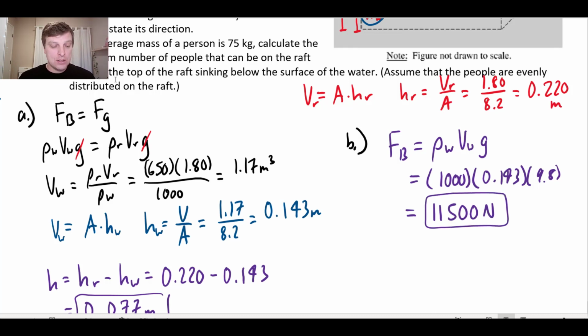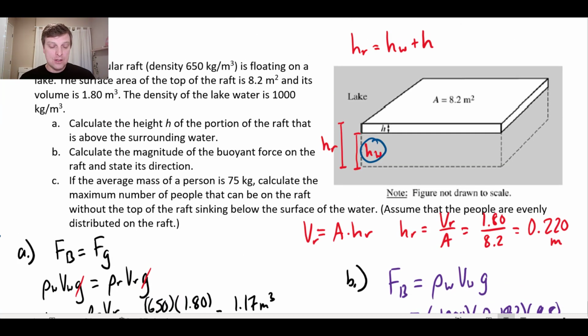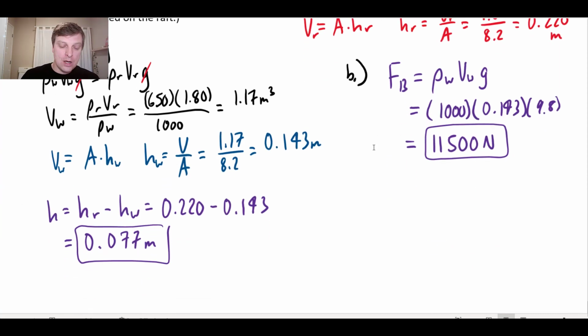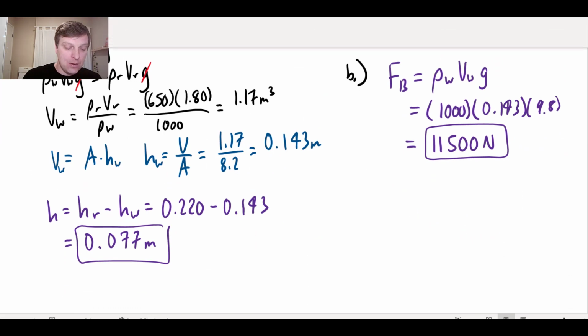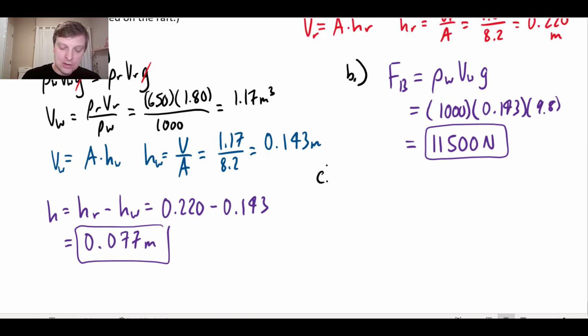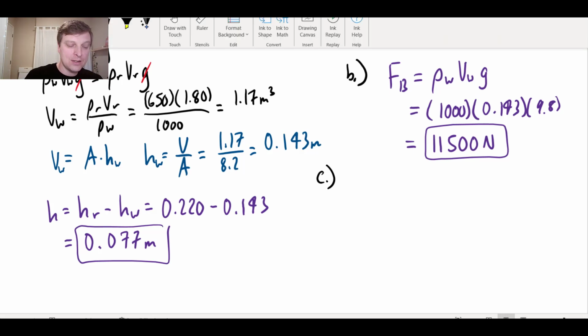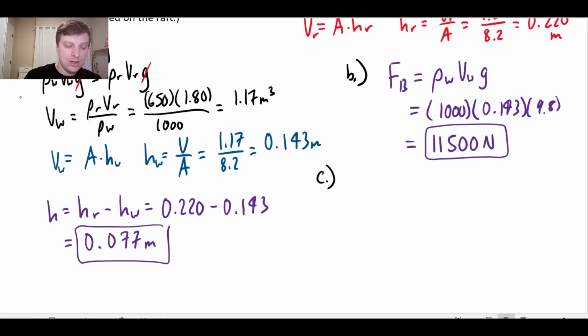And then the last question is saying, okay, so if the average mass of a person is 75 kilograms, how many more people can we put on this raft without the top of the raft sinking below the surface of the water? And we'll assume the people are spread out evenly and the whole thing doesn't tip over in the process. So in order to figure this out, what I need to think about is, okay, I've got a certain amount of height left over. Like there's a certain amount of extra buoyancy force that I can possibly access before that sinks under the water and then the whole thing starts to sink.